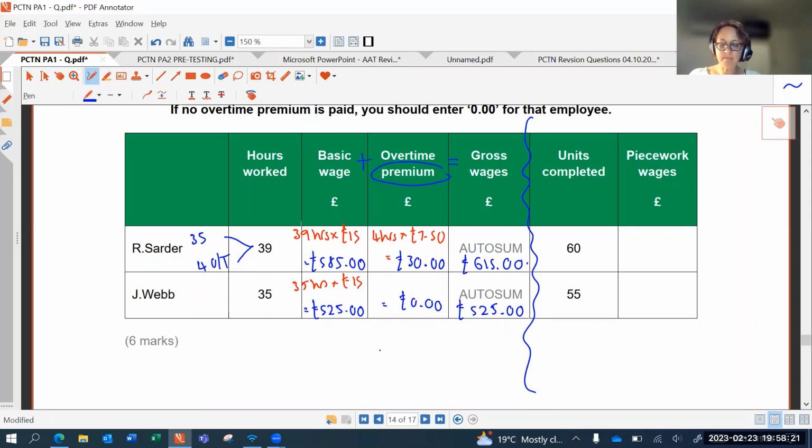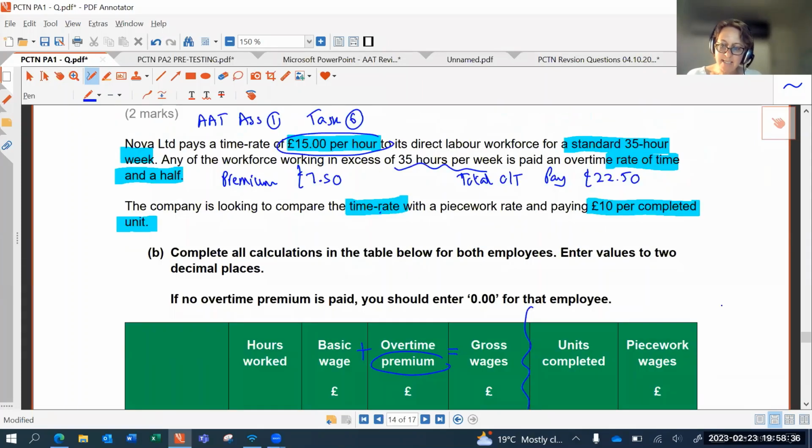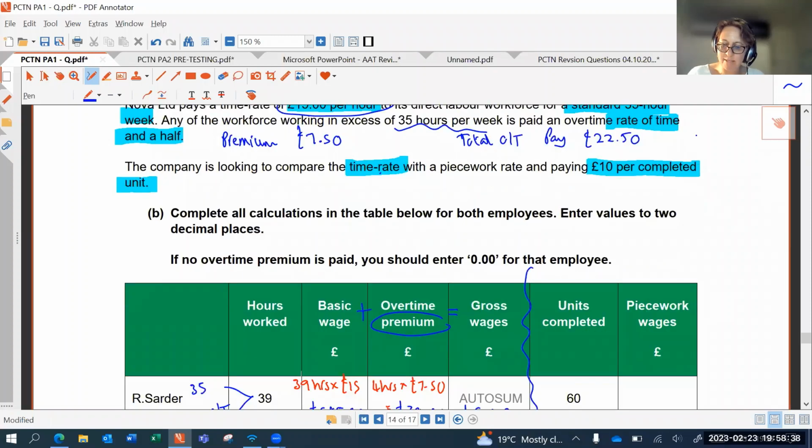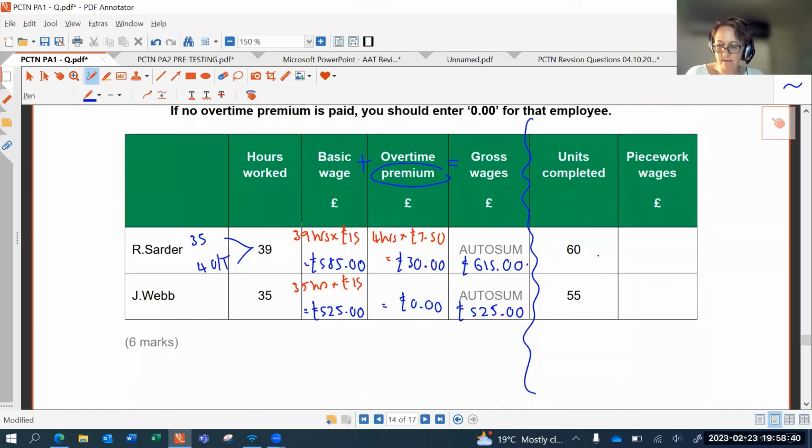Now, remember the point of this question was to do a comparison. It wanted us to compare what the wages were on a time-based system, which we've already done now here, with what they would get paid if we paid them piecework. And the piecework rate was £10 per completed unit. So this part is arguably a little bit easier because each unit just gets paid at £10. There was no mention of any guaranteed minimum.